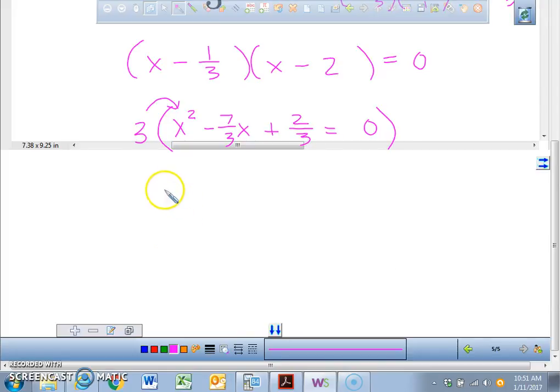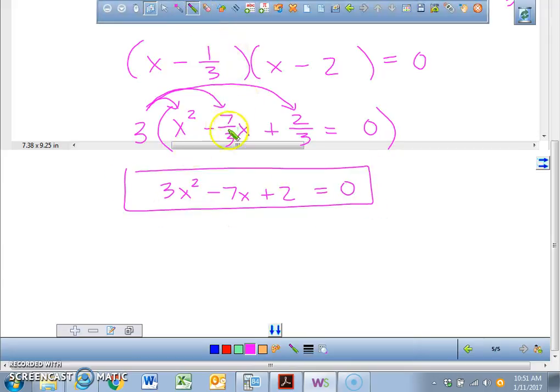We have 3 times x squared, which is 3x squared. 3 times a negative 7/3 is negative 21 divided by 3, which is negative 7. And 3 times 2/3 is 6, 6 divided by 3 is 2. Oh, so you just multiply everything by the denominator. That's right. Whatever number is in the denominator, just multiply everything by that number, and that will get rid of all of your fractions. Okay? So like I said, technically, that equation right there would give you the same roots, but so would this equation, right?